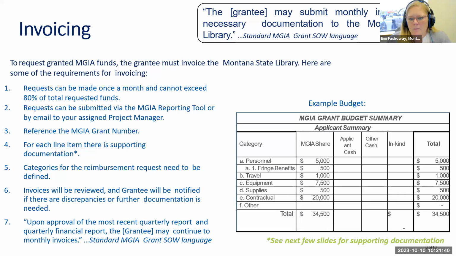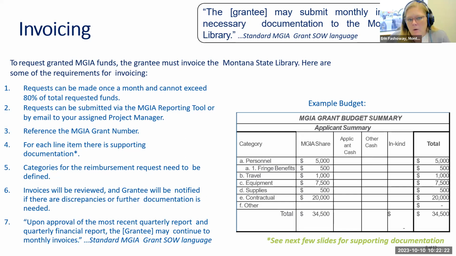So money has to have been spent, or you have to have received an invoice from your contractor, or perhaps you purchased a computer. You have to have that invoice in place. The project necessarily doesn't have to be done, or your product doesn't necessarily have to be received, but you have to have been invoiced by that third party. Again, you could make a request once a month, and it cannot exceed 80% of the total requested funds. So basically, we hold on to that final 20% until the grant is completed and approved.